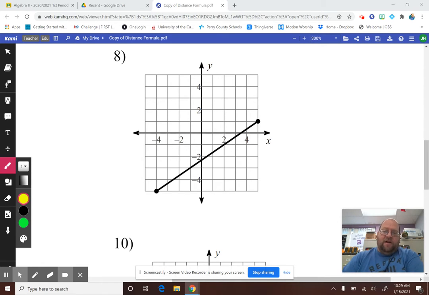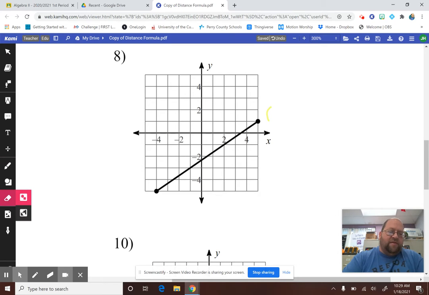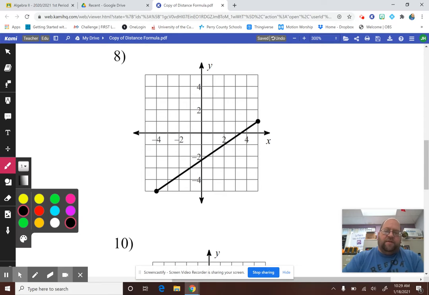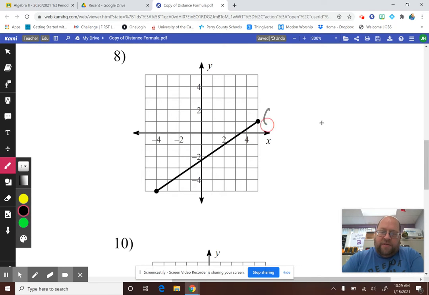Here you see this particular one, and I'm going to go ahead and label these points. Sorry, let me get my eraser and get rid of that, so you can see it. This particular point is (5, 1). And you will note that we've got another one down here, so this would be (-4, -5).